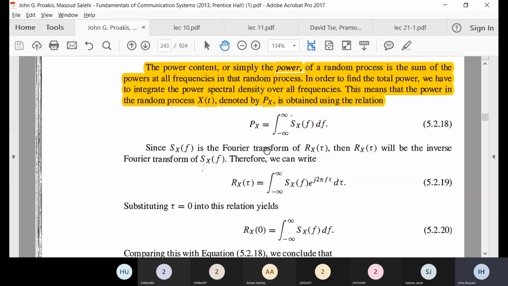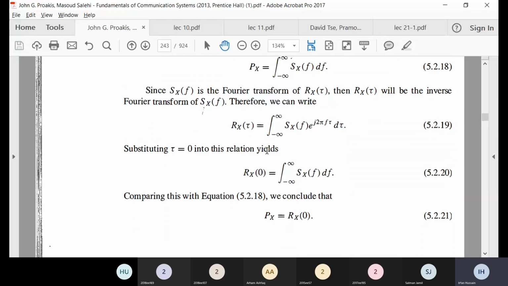All right, this is one formula. Another formula that is used: we know that autocorrelation is the inverse Fourier transform of the power spectral density, if the power spectral density is the Fourier transform of the autocorrelation. Now, if in this formula I put tau equal to 0, you can very well see that the integral of the power spectral density is also equal to the autocorrelation function at 0 delay. So now you have two formulas to find the total power. One is that you sum the power spectral density over all the frequencies, or you can just find the autocorrelation at tau equal to 0.